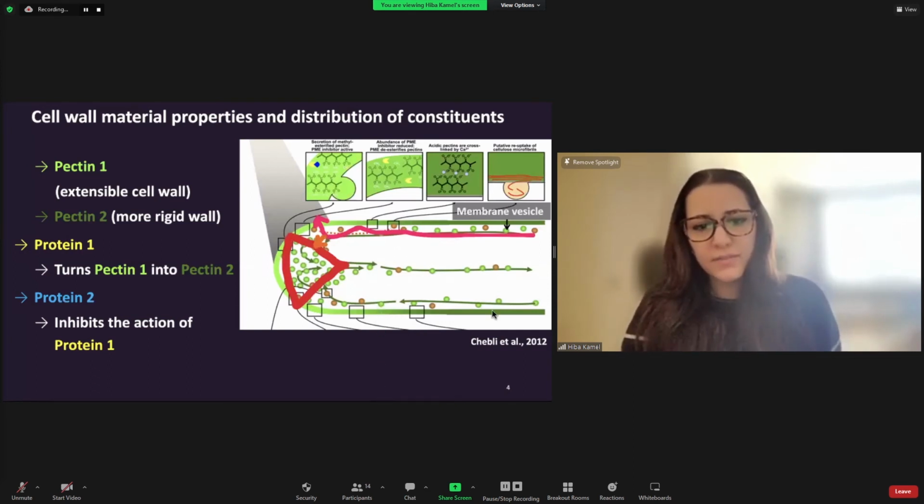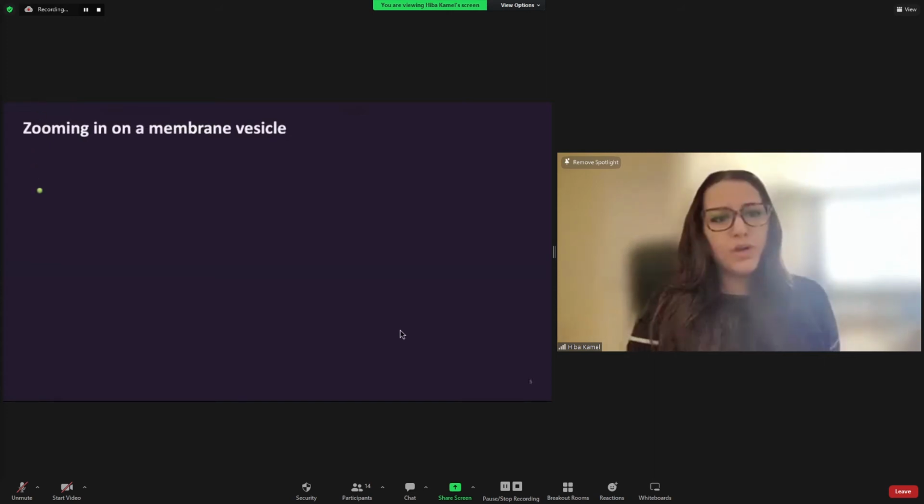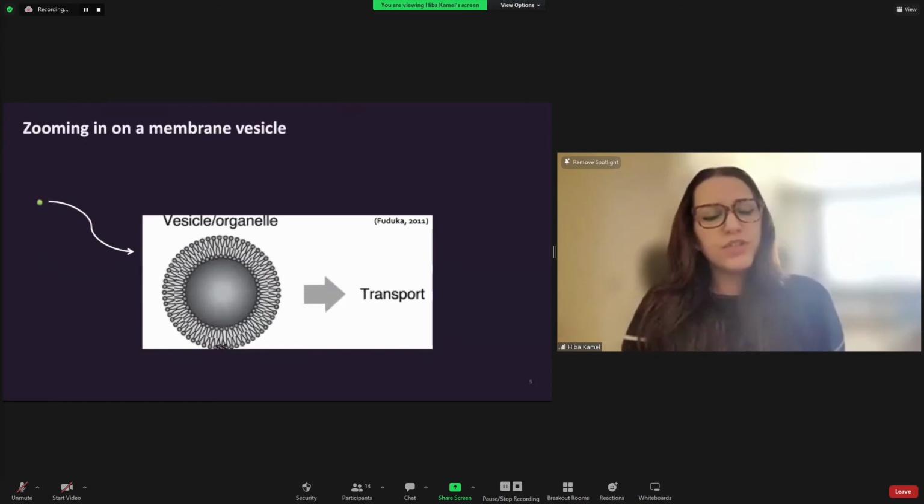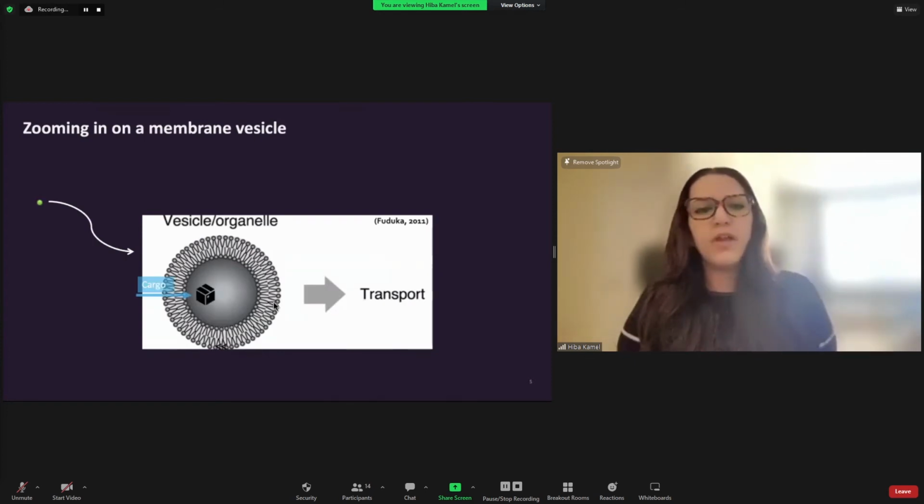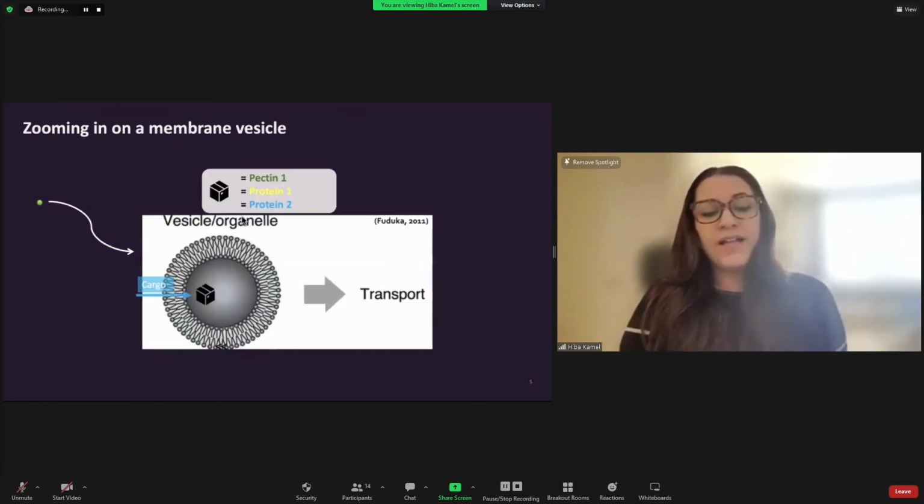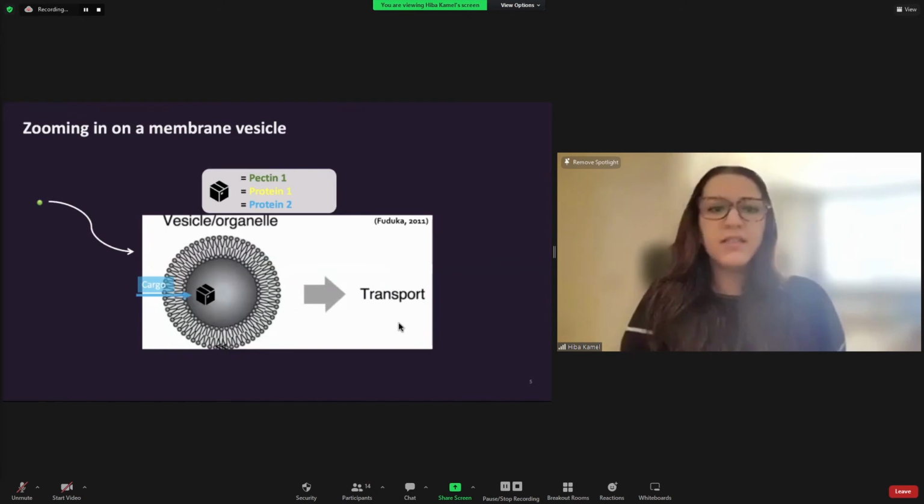Now let's take one of these little guys, these green bubbles, and zoom in on what's inside. You might have guessed, because I've mentioned it already, that what's inside are the components I was talking about. If we zoom in, we see a membrane vesicle, and inside are cargoes. We call them cargoes because they're being transported. These cargoes could be things I've mentioned already: pectin, protein 1, protein 2.